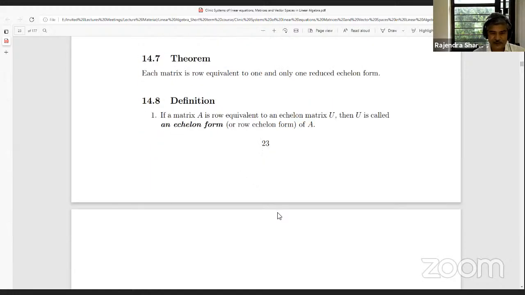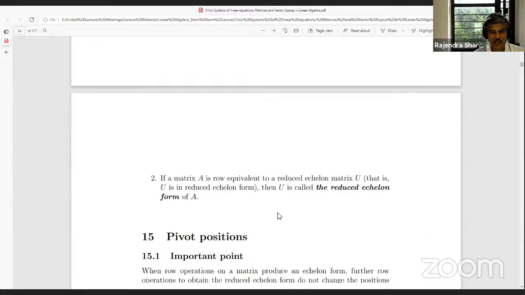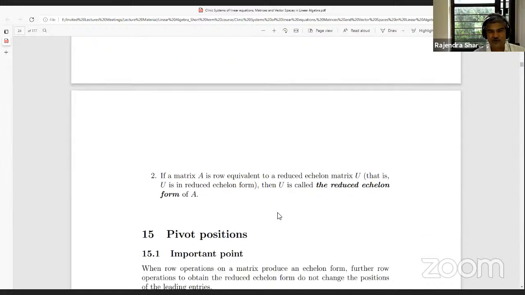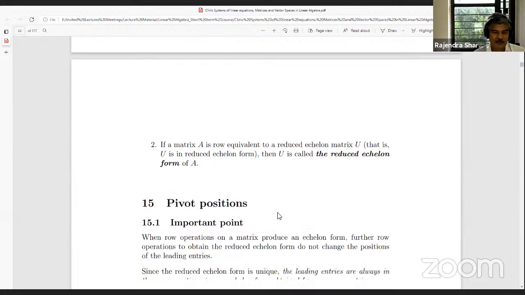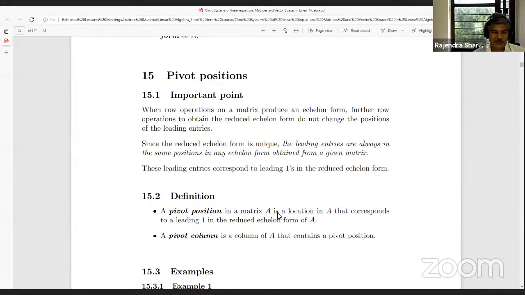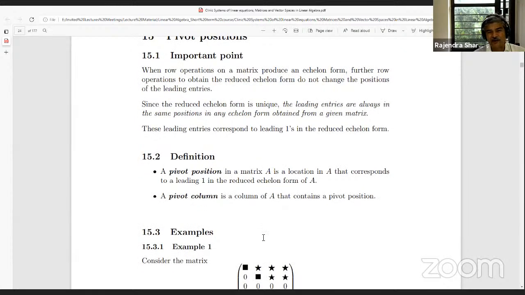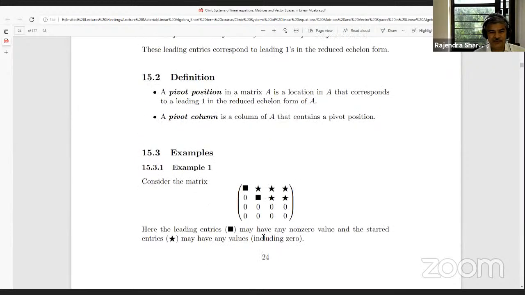So just to reiterate, if a matrix A is row equivalent to an echelon matrix U, then U is called an echelon form of A. And if it is row equivalent to a row reduced echelon matrix, this is called the row reduced echelon form of A. Pivot positions. A pivot position in a matrix A is a location in A that corresponds to a leading one in the row reduced echelon form of A. And a pivot column is a column of A that contains a pivot position.